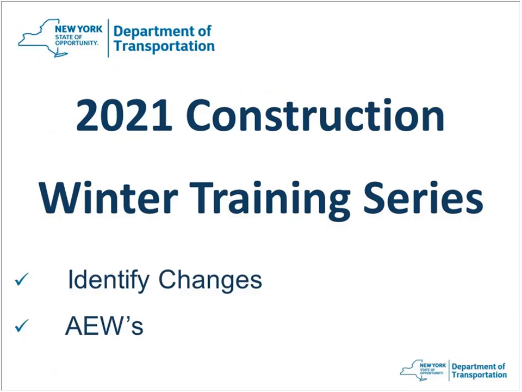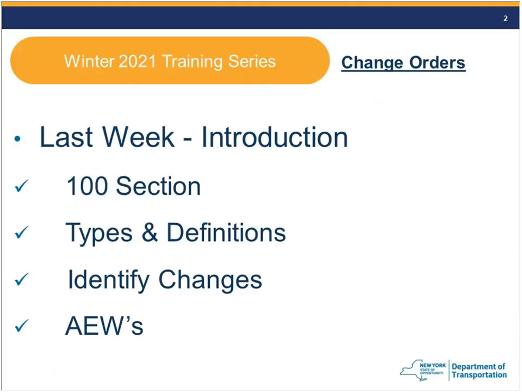So let's take a look back to last week, where we had session number 1 and did an introduction. We talked about the 100 section and highlighted different areas that give us, number 1, the authority to issue change orders. Then we talked about different types of change orders, and the difference between a contract change order and what Site Manager calls change orders.